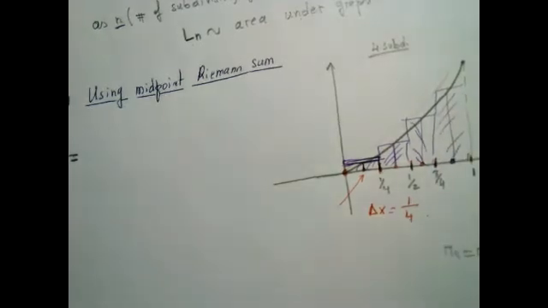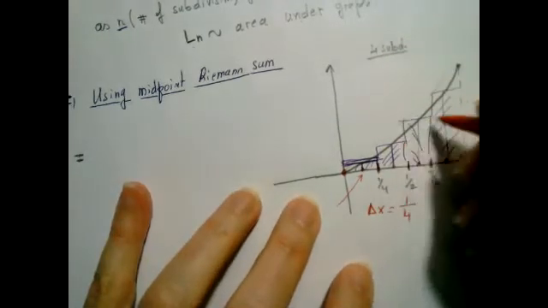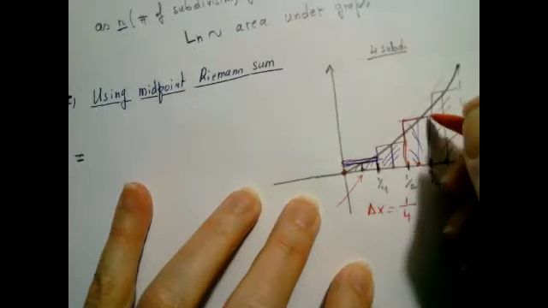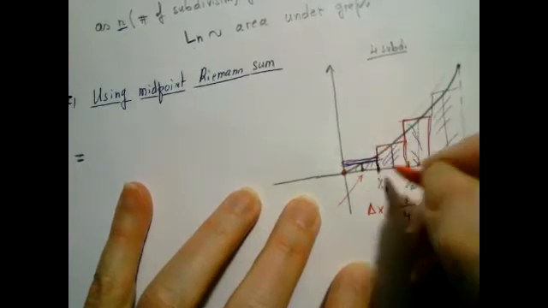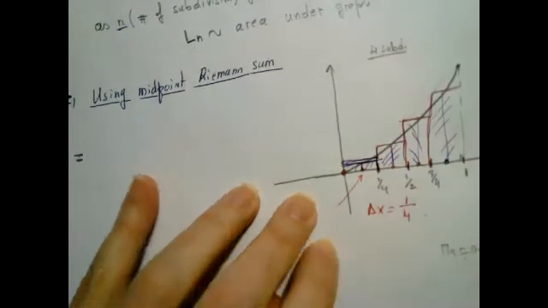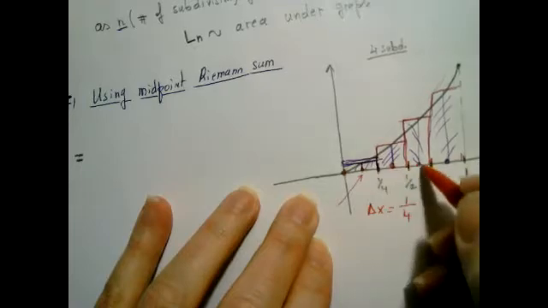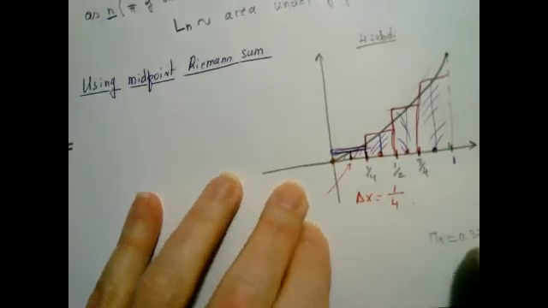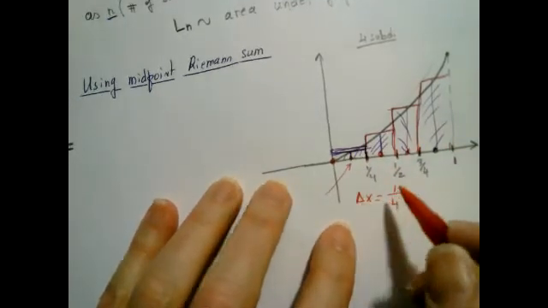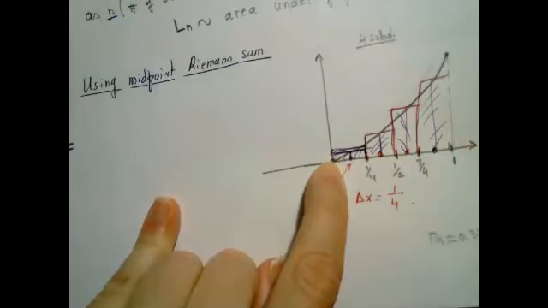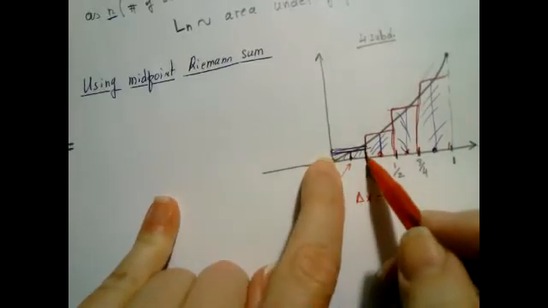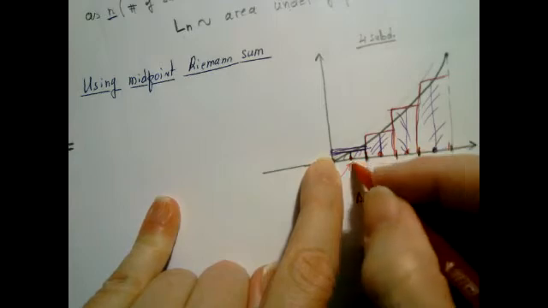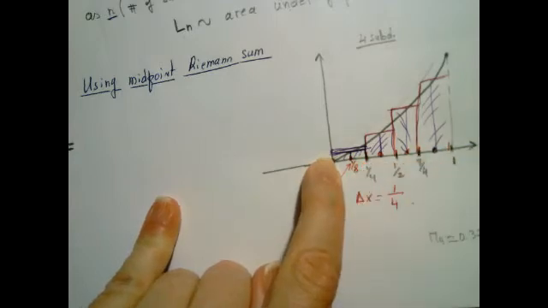Now to be able to find the sum of the areas of those rectangles, I need to find the midpoints so I can evaluate the function. So I need to find this point, that point, and that point. So let's find them out. This is 0. This one I'm going to do just by looking at the picture because it's not hard. This is 1/4. The midpoint, this one should be 1/8.